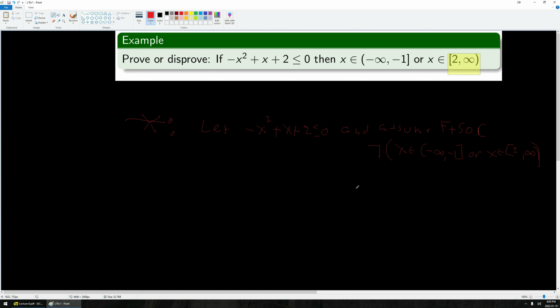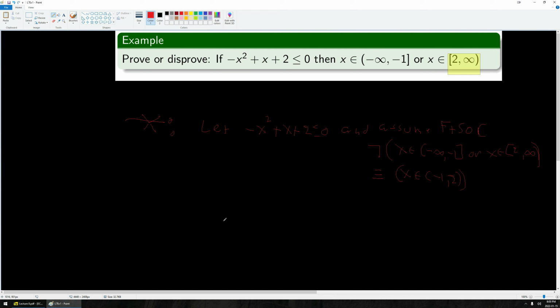So if I want to negate this, this is the same thing as just saying that x is in the open interval from minus 1 to 2. Okay? So this is what I'd want to use and find a contradiction. So I'd want to say that if x is an arbitrary real number, and this is true and this is true, then I get a contradiction.